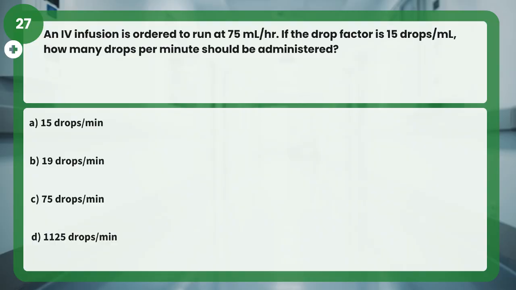Question 27. An IV infusion is ordered to run at 75 milliliters per hour. If the drop factor is 15 drops/mL, how many drops per minute should be administered? A. 15 drops/min. B. 19 drops/min. C. 75 drops/min. D. 1125 drops/min.